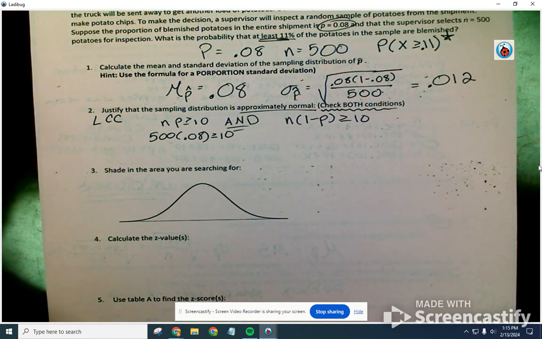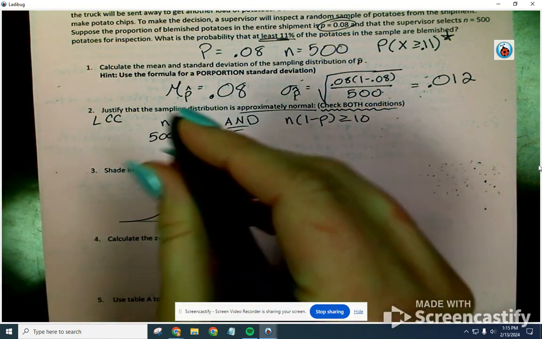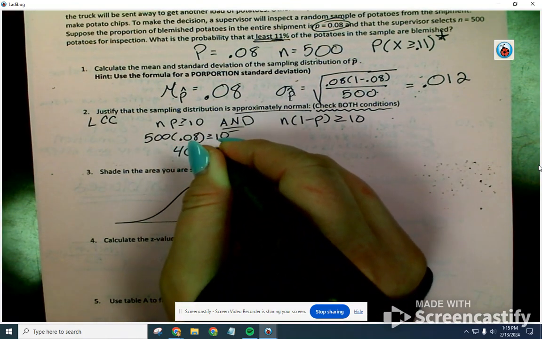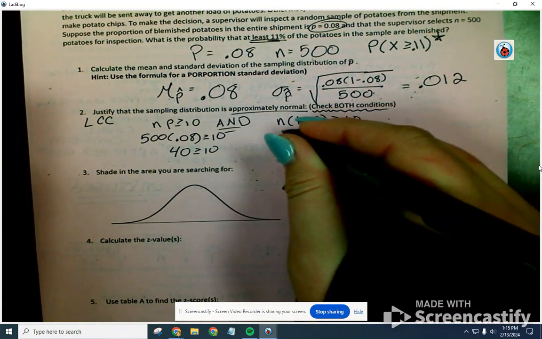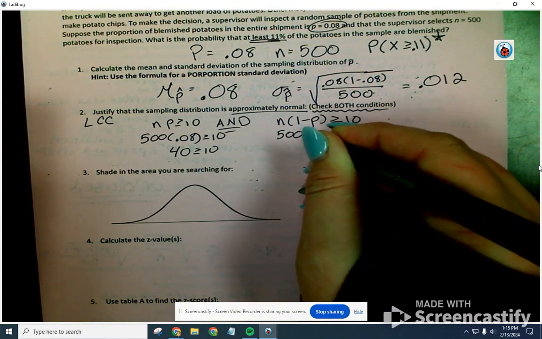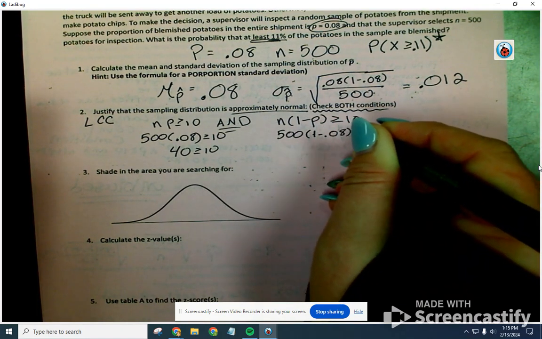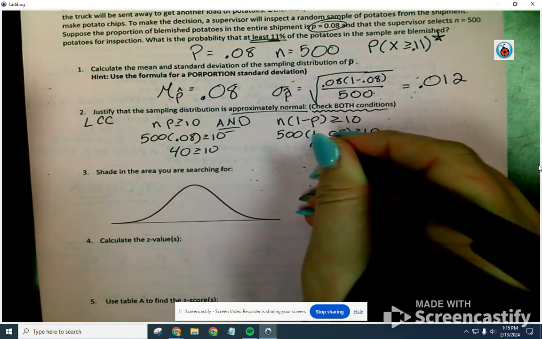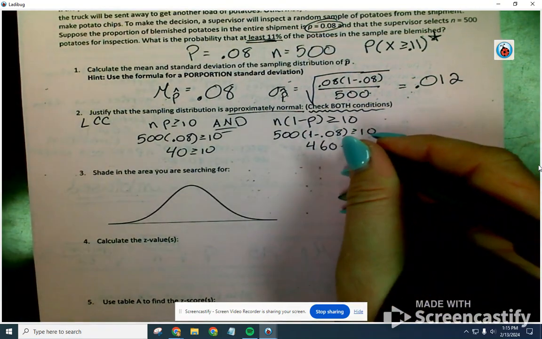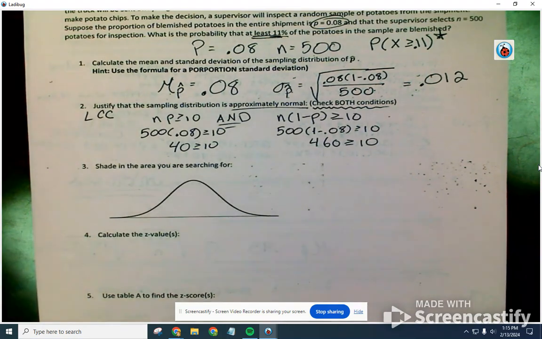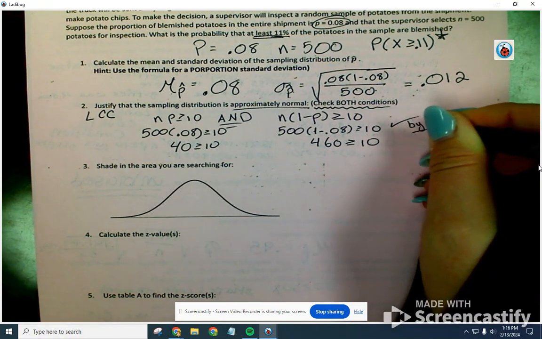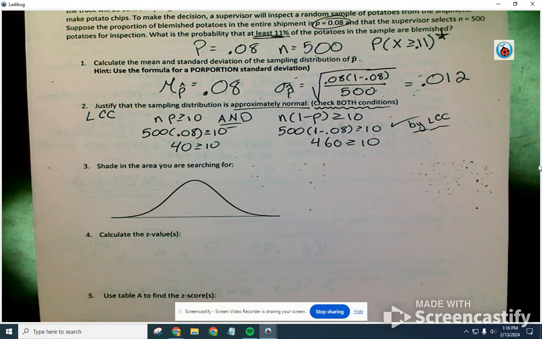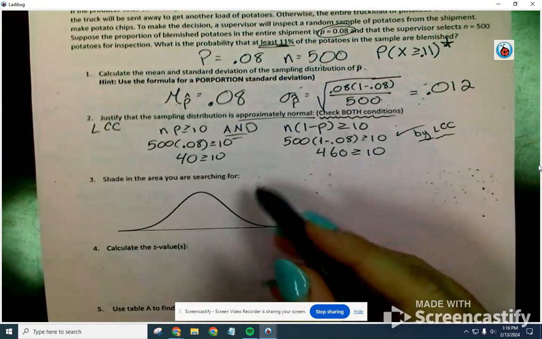So 500 times 0.08 is 40, and 40 is indeed greater than or equal to 10. So then we're going to do the other one, 500 times 1 minus 0.08. And that would give us 460. And 460 is indeed greater than or equal to 10. Okay, so we would say it works by the large counts condition.